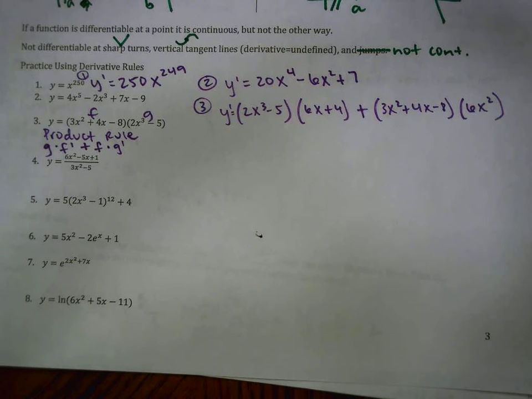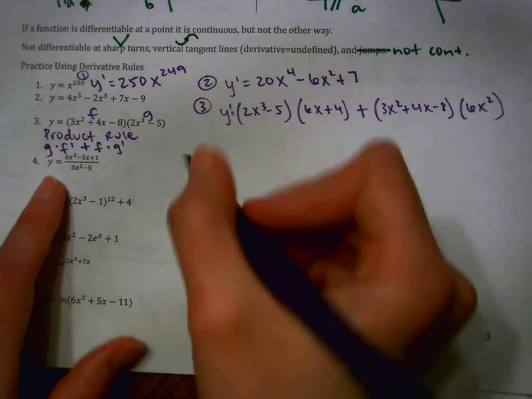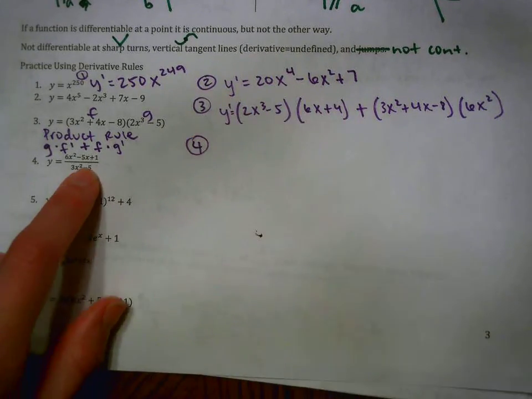I don't have the answer in front of me because I was not prepared. I wasn't thinking. But I can get the answers and write them down if you want to check your algebra simplifying. Okay, number 4, you would need quotient rule, right?